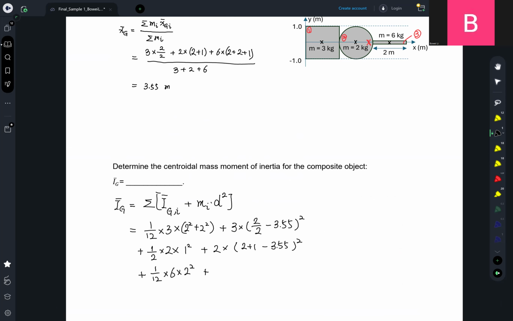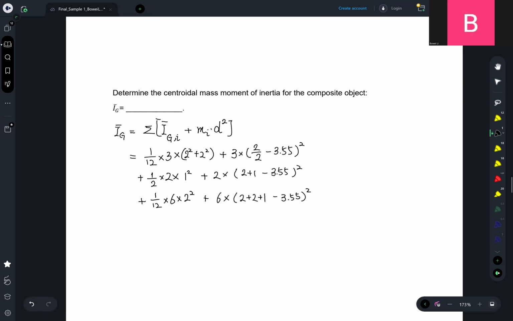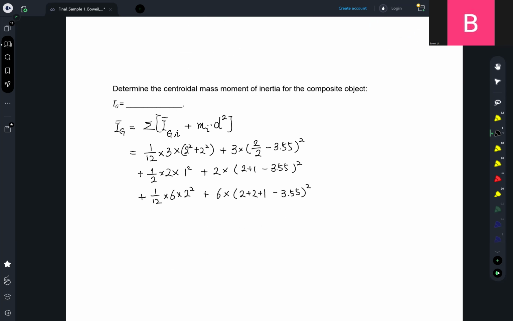Plus the total mass times the square of the distance between the centroid of the rod, which is 2 plus 2 plus 1 from the previous question, minus the coordinate of the centroid of the entire object. So now it is the summation of the mass moment of inertia of all 3 parts, and we can go ahead and evaluate that.